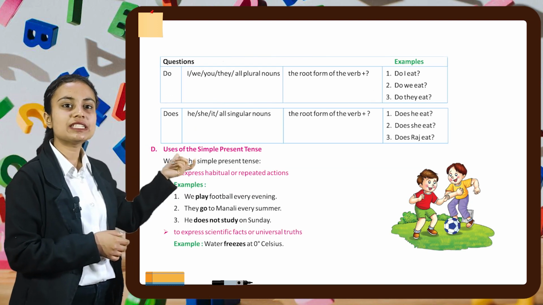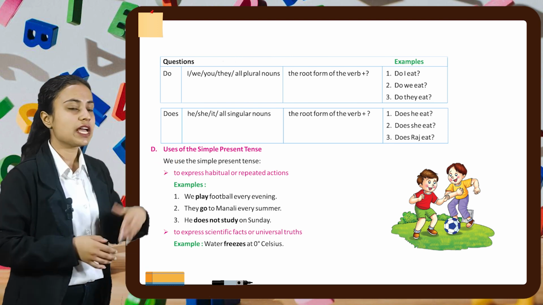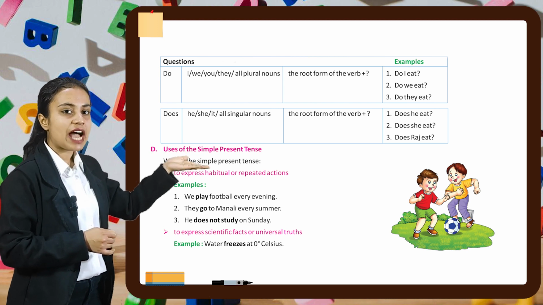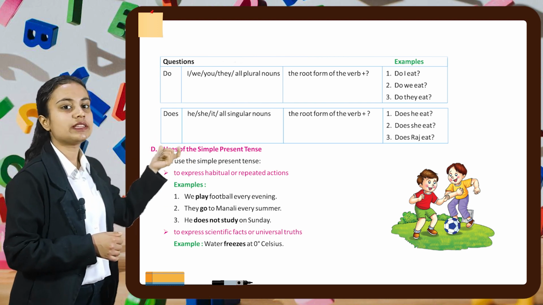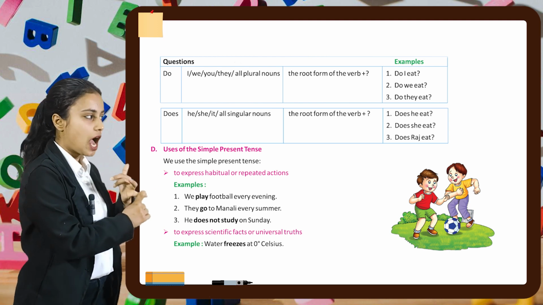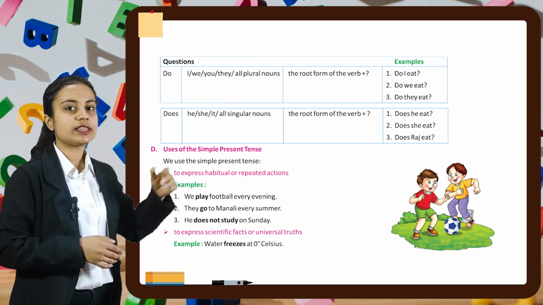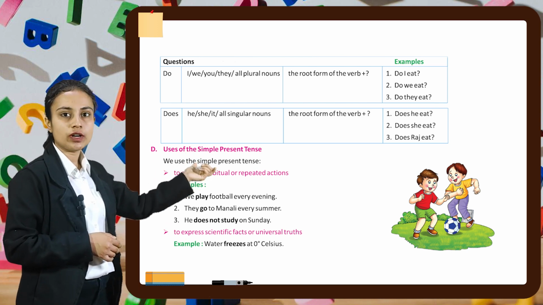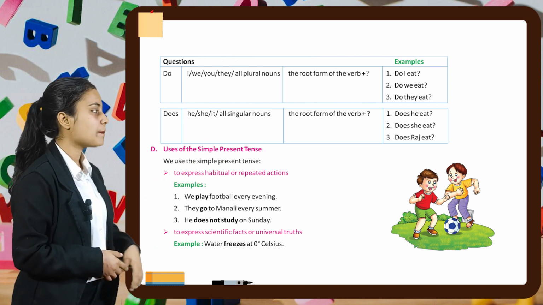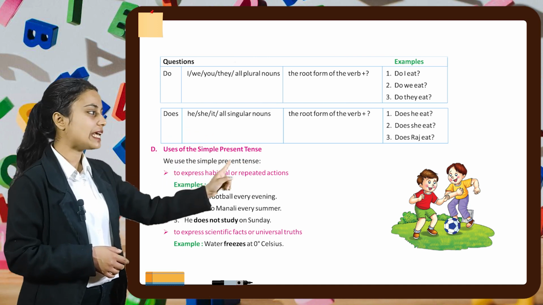Now, next we'll talk about questions. For questions, we'll start with do. Now let's see how we can use verbs in question form. For that, we start with the word do. Then we use either I, we, you, they or all plural nouns. Then we use the root form of the verb plus a question mark. For example, do I eat? Do we eat? Do they eat?